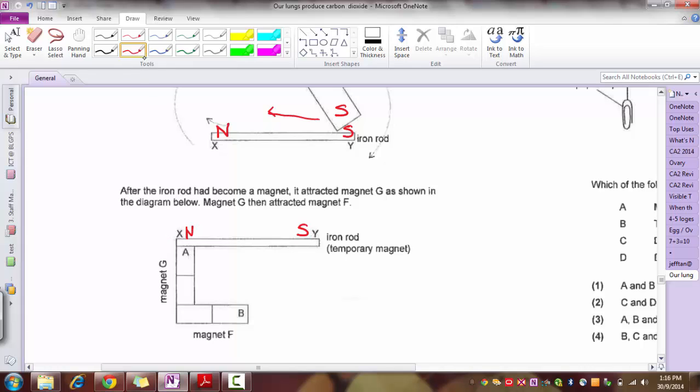Now because of that, A will be south because opposite poles attract. So let's write down the concept. Opposite poles of a magnet attract. Okay, so if this is south, this will be north, and if it's north, this is south, then B will be north. So that's why A is south, B is north.